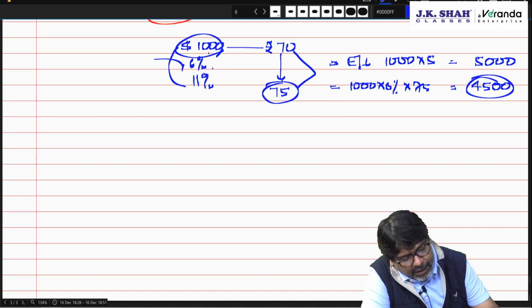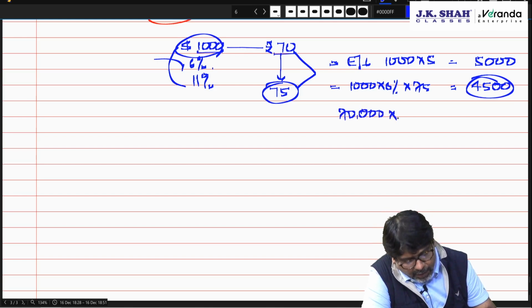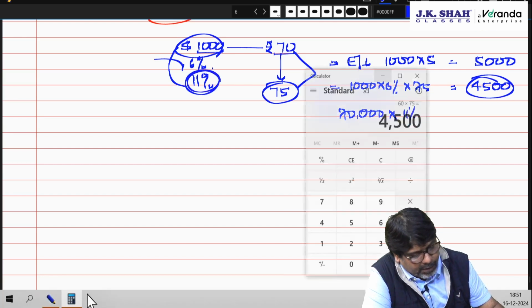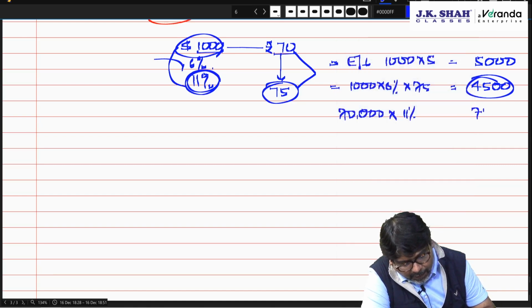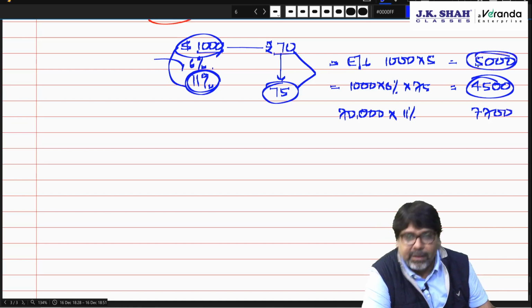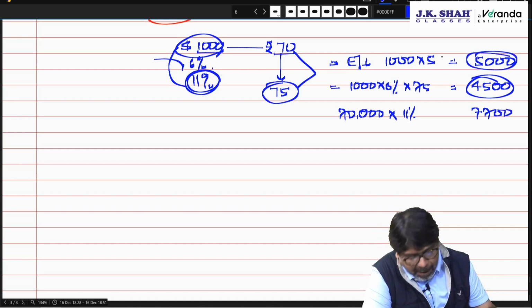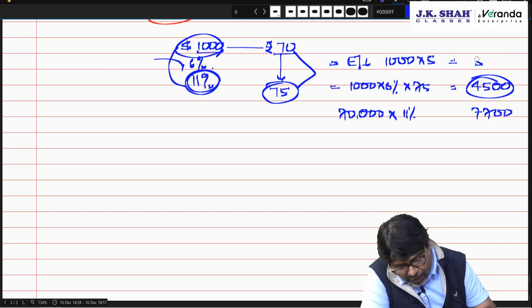I am saying interest in India would have been how much? If you would have borrowed from India, it would have been 1,000 into 70, that is 70,000. On 70,000, I would have allowed you to capitalize 11%. So 11% of 70,000 is how much? 11% of 70,000 is 7,700. So I would have allowed you to capitalize 7,700, but you want to capitalize how much? 5,000. You can capitalize.